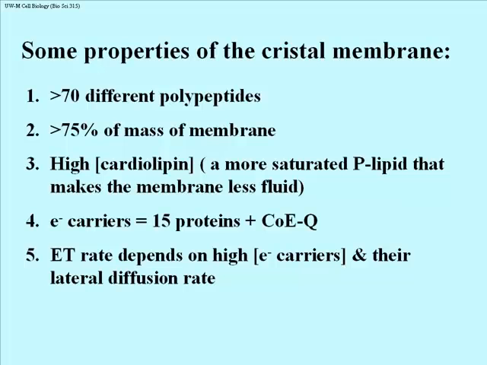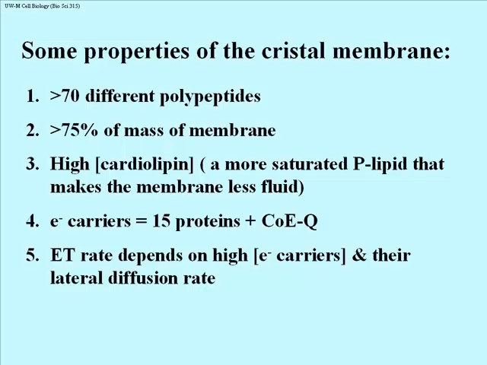This slide lists some properties of the crista membrane. You'll see over the course of this class that the crista membrane has somewhat unusual properties compared, say, to a plasma membrane. So it contains more than 70 different polypeptides, membrane proteins. The proteins comprise more than 75% of the membrane mass.